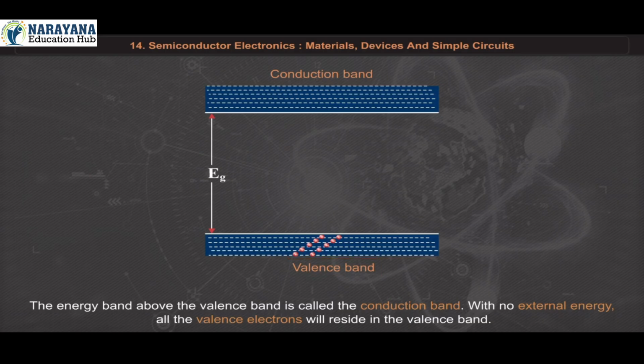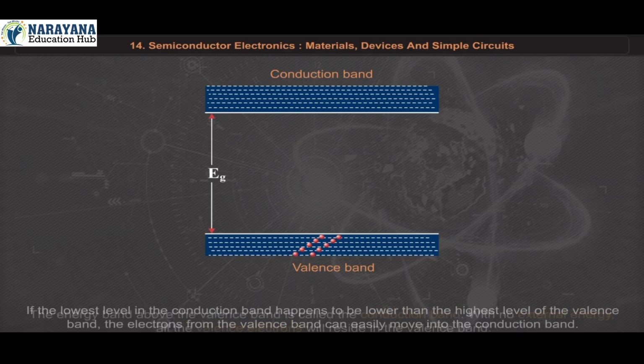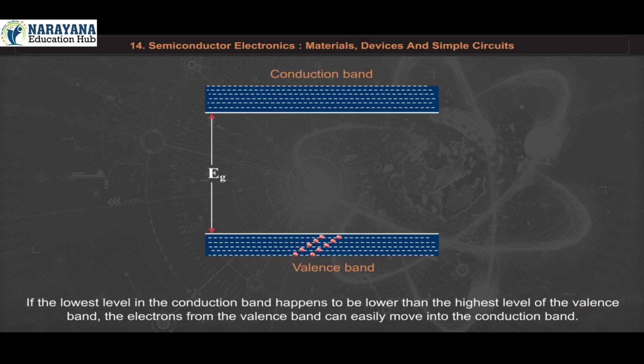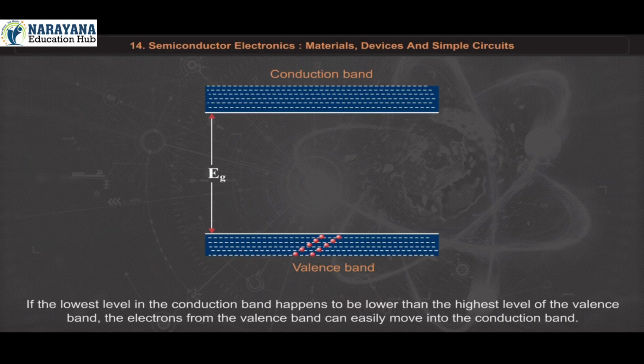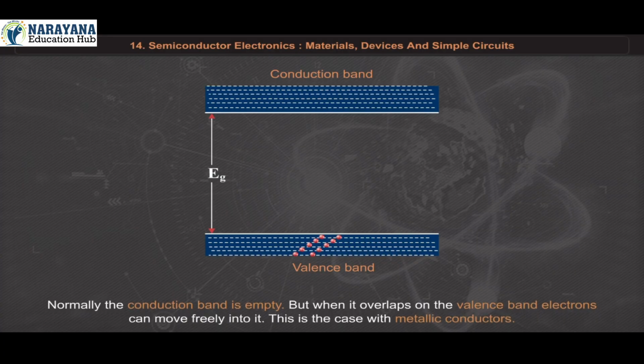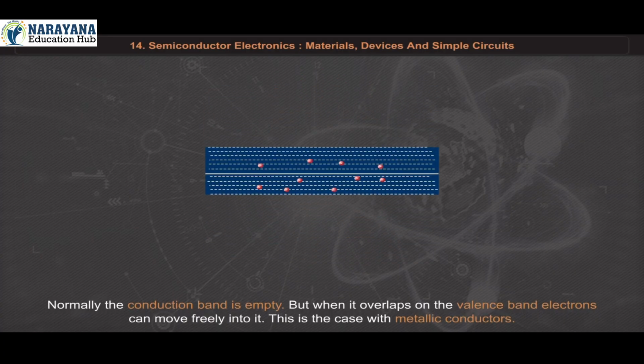The energy band above the valence band is called the conduction band. With no external energy, all the valence electrons will reside in the valence band. If the lowest level in the conduction band happens to be lower than the highest level of the valence band, the electrons from the valence band can easily move into the conduction band. Normally, the conduction band is empty, but when it overlaps on the valence band, electrons can move freely into it. This is the case with metallic conductors.